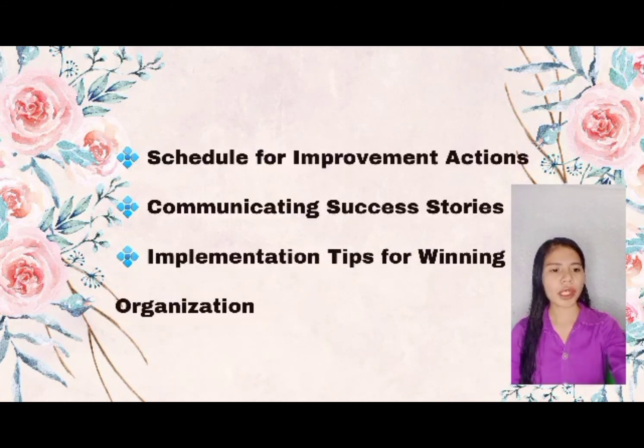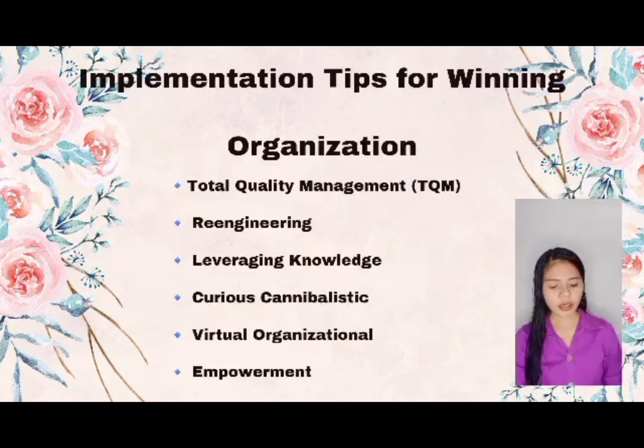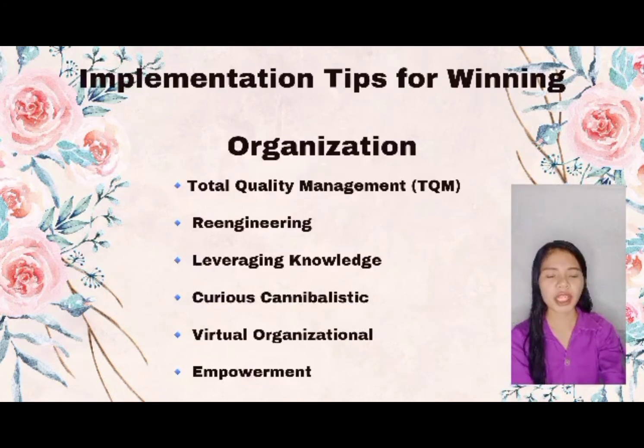Implementation tips for winning organization. According to Tom Peters, there are requirements of a winning organization. First, total quality management. Total quality management needs sharing information by all employees. It is a difficult task to make everyone share the information, but with a continued emphasis on team working and transparent management.